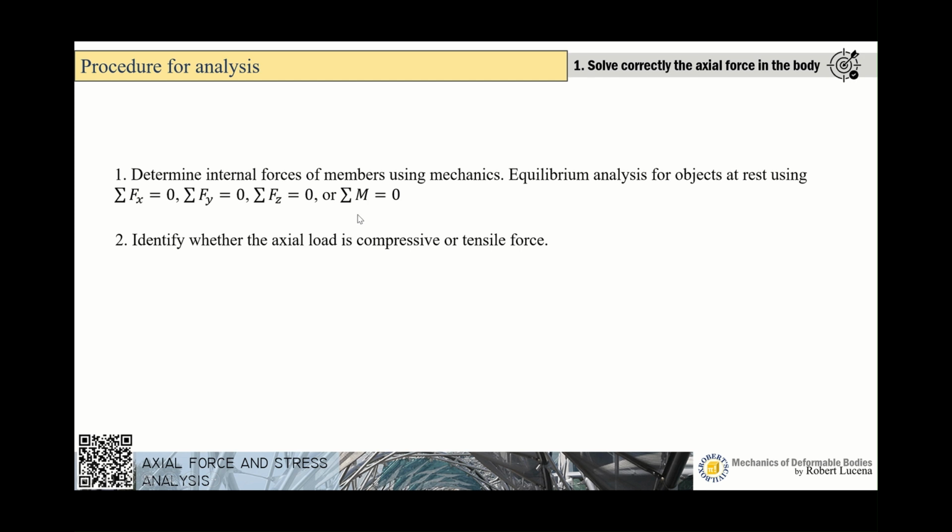Now, after determining the actual internal reaction, we have to identify whether that internal reaction is a compressive or tensile force. Compressive force causes an object to shorten because it compresses the object. Tensile force tends to elongate the object because it pulls the object apart. So that is either compressive or tensile.